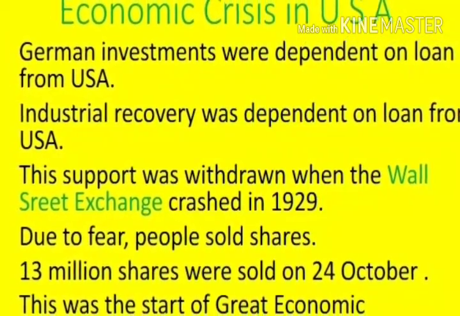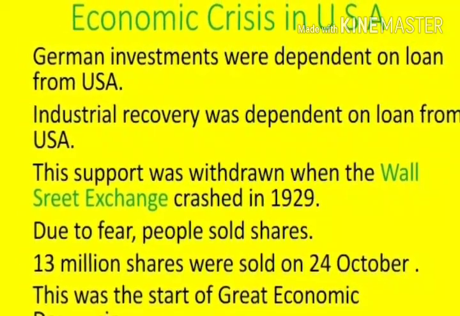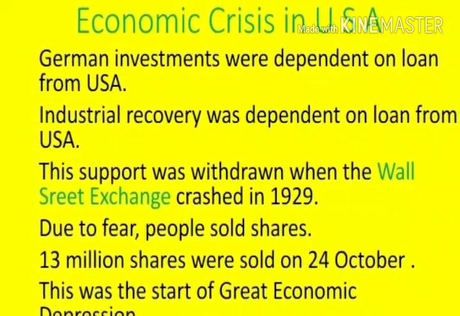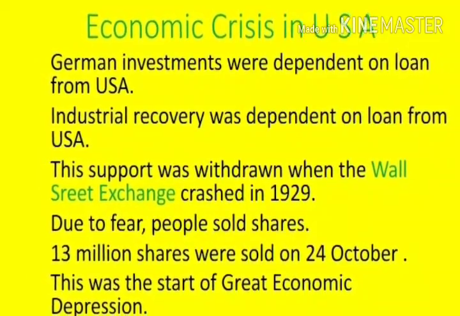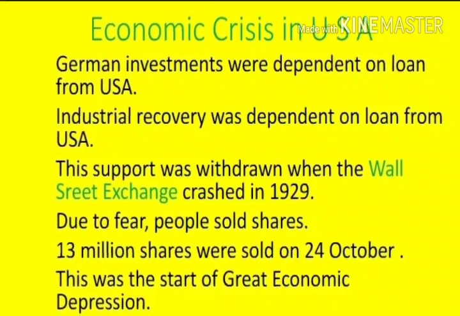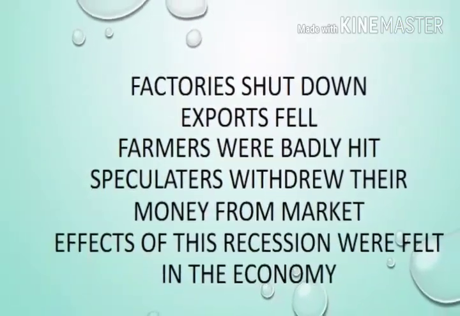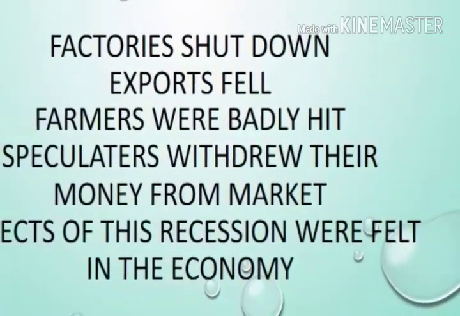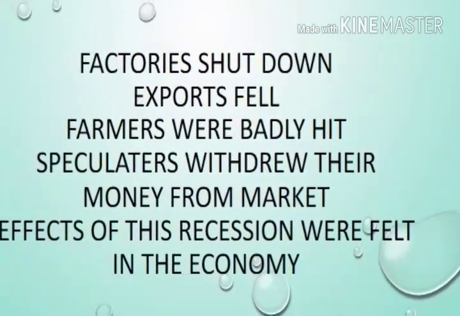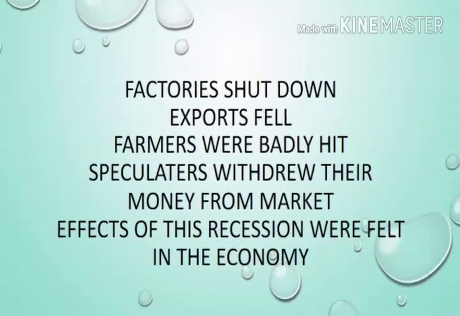Students, on one single day, on 24 October, 13 million shares were sold. This was the start of the Great Economic Depression. Students, factories were shut down, exports fell, farmers were badly hit, and speculators withdrew their money from the market. The effects of this recession in the US economy were felt worldwide.